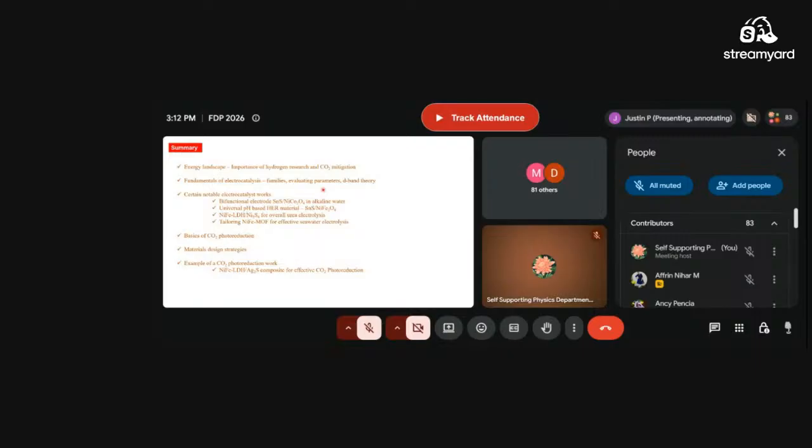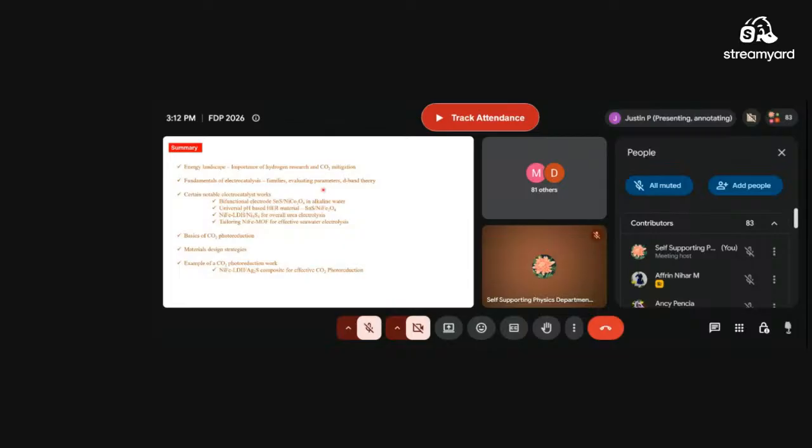Then we entered into the fundamentals of electrocatalysis, different families of materials, and various evaluating parameters. Especially, we discussed the D-band theory, how the D-band theory reinforces the search for low-cost electrocatalysts, and some notable works from our research groups. We also discussed the fundamentals of CO2 reduction.